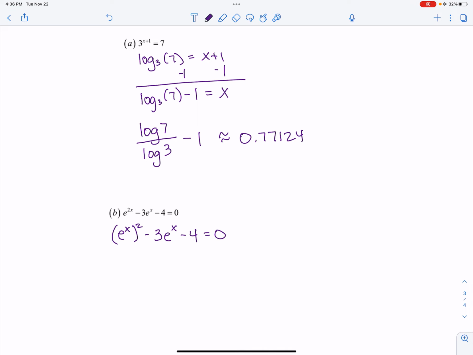Now, this is a really funky looking polynomial, really. We have e to the x squared, 3e to the x minus 4. So we have something squared plus something not squared plus a constant. And in this case, they're negatives. So what we do with these things, usually when we're solving for an x, is we factor them. So this is going to be factored.